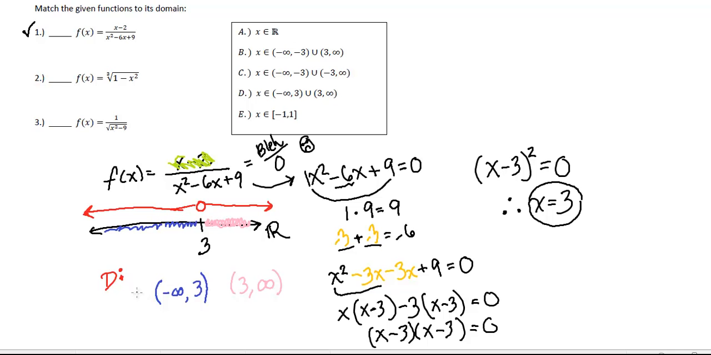Now I just need to put a cap on it here. Since these are two parts of one unique set, I use a union, and x is somewhere in this set. And this is our solution. So now I go up here, and it looks like D is my winner. That's the domain of this function. Okay? So that's how we set out to do the first flurry of problems.